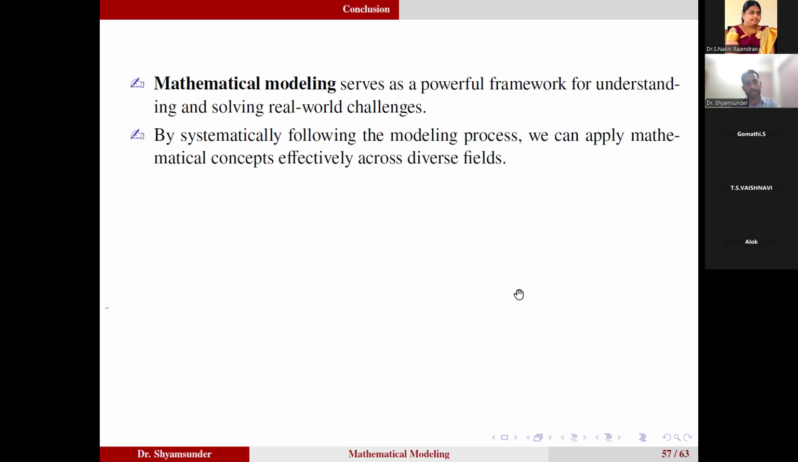Mathematics is the language of the universe, as Galileo said, the language written by the universe, by God. This type of mathematics is available everywhere.